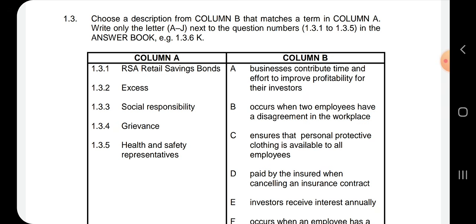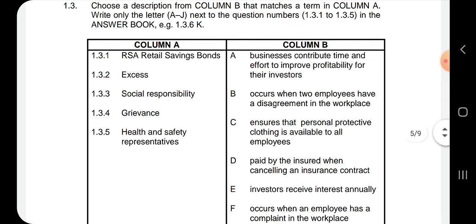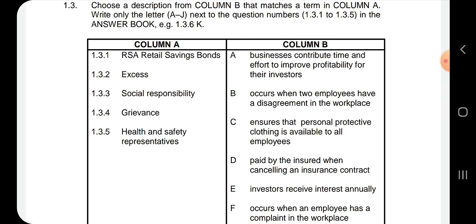Choose a description from column B that matches a term in column A. Write only letter A to G, next to the question number 1.3.1 to 1.3.5 in your answer book. So 1.3.1, it says RSA retail saving bonds. 1.3.2 is access. 1.3.3 is social responsibility. And 1.3.4 is grievance. And then 1.3.5 is health and safety representatives.